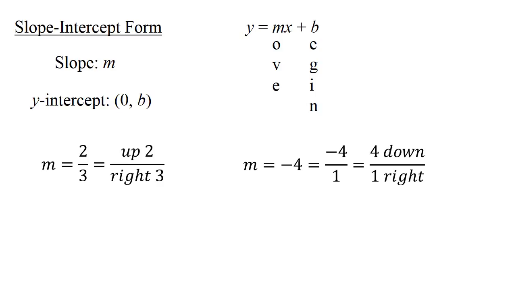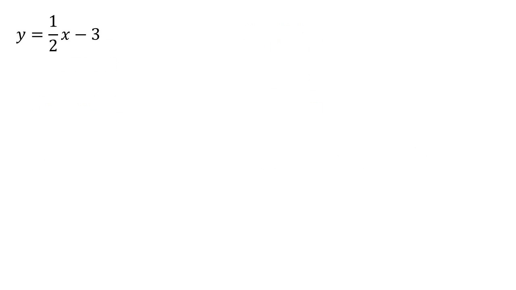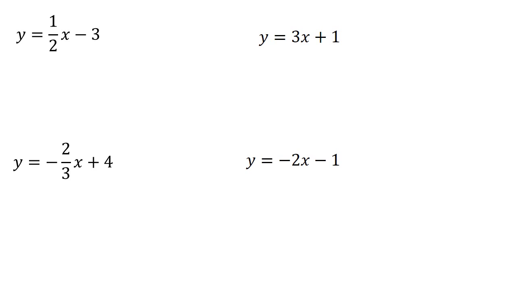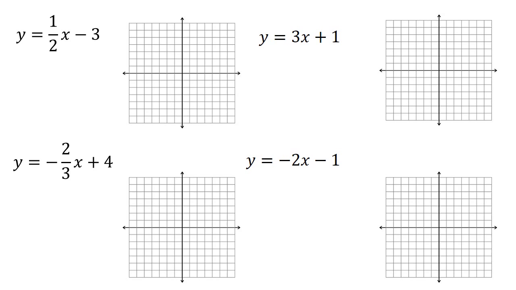So let's look at a few problems. Let's say I want to graph y equals 1/2 x minus 3, y equals 3x plus 1, y equals -2/3 x plus 4, and y equals -2x minus 1. So what I'm going to do is first I'm going to begin each of these, and then I'm going to move to a second point for each of them.